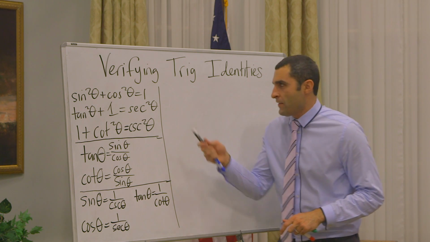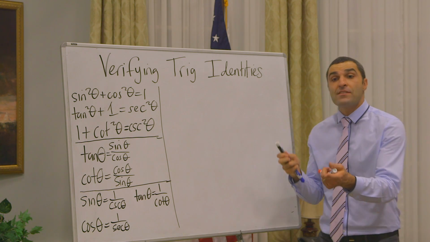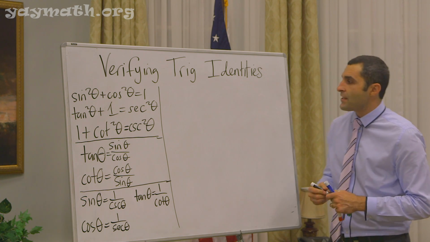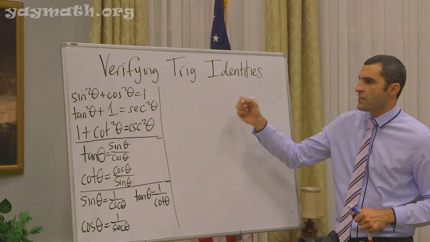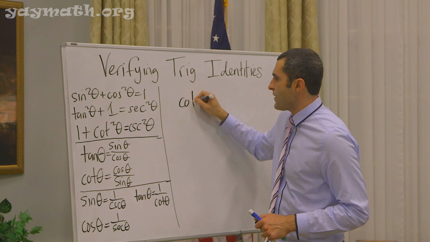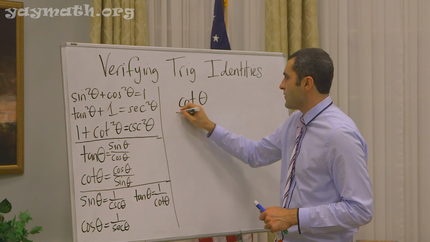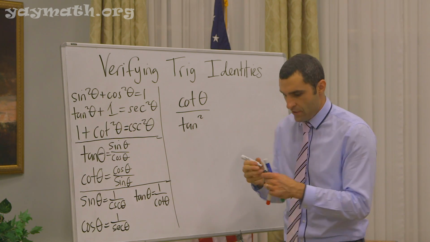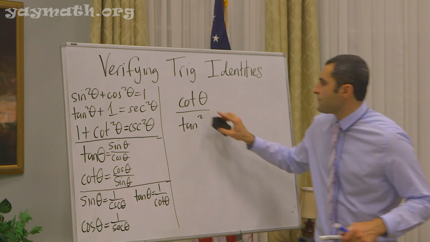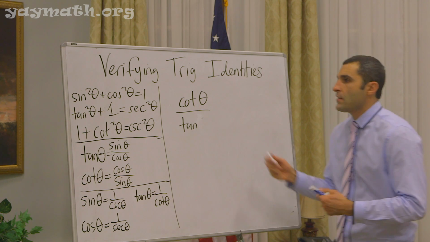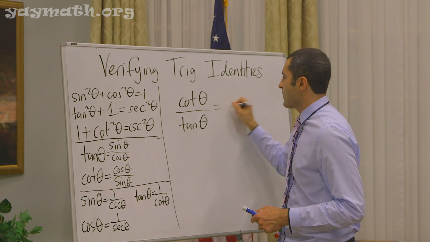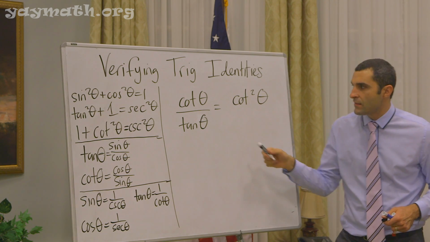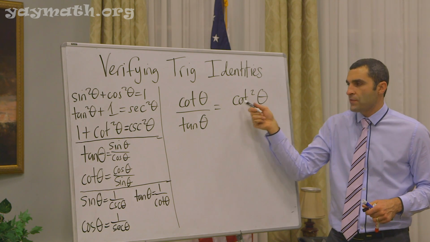So today we're going to be doing verifying trig identities. You said this was like puzzles. Yeah, it is. You were totally right. Let's actually prove. I'll show you what this means, what the goal is. So please write the first one down. Cotangent over tangent equals cotangent squared. So the idea is verify that this side equals this side.